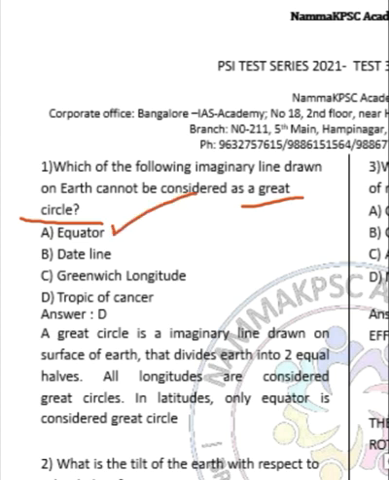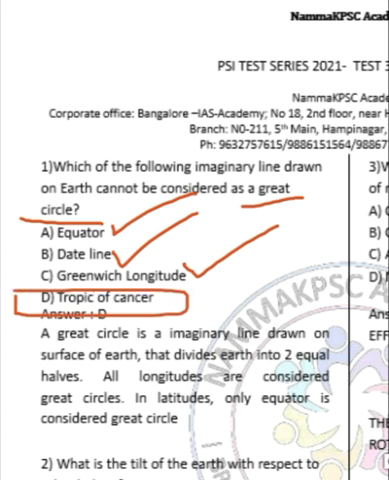Option A, equator, that is correct. Option B, dateline. The dateline is coterminous with 180 degree east or west longitude. So this is also correct. Greenwich longitude, it is the 0 degree longitude. So this is also correct. Option D, Tropic of Cancer. The Tropic of Cancer does not divide earth into two equal halves. So this is the correct answer for question number 1. The Tropic of Cancer is not considered a great circle.